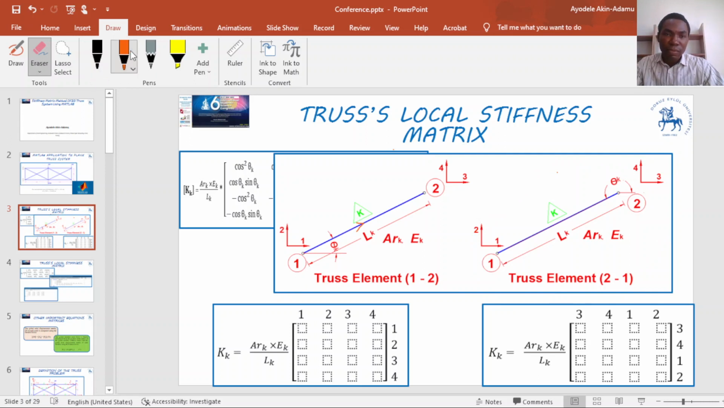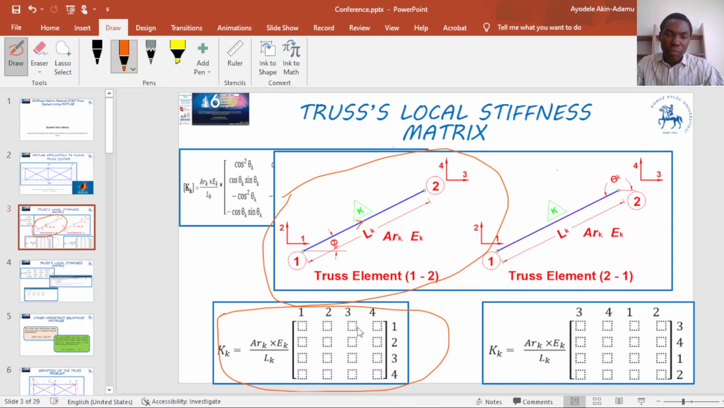For this problem, if we take this as theta K, that means the numbering for our local stiffness matrix will be 1, 2, 3, 4, 1, 2, 3, 4. But if we define our member with this angle at node 2, the numbering for this matrix will be 3, 4, 1, 2, 3, 4, 1, 2.